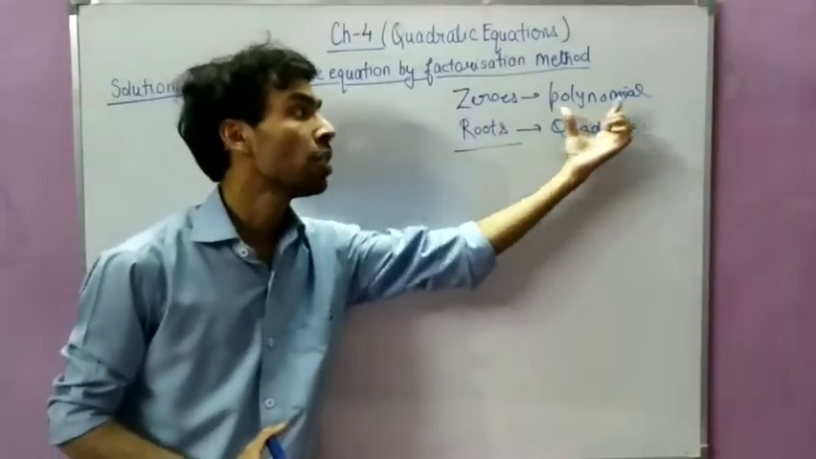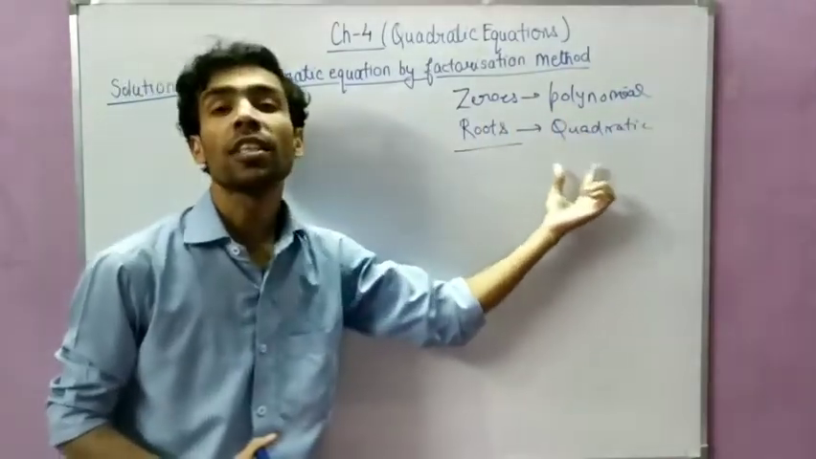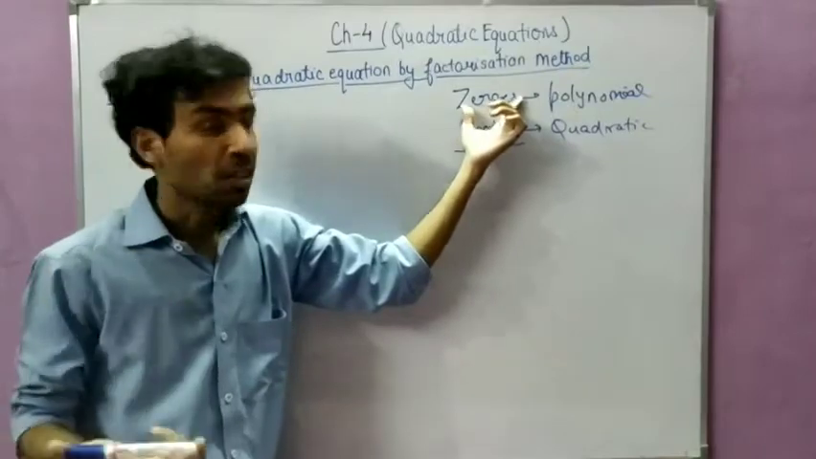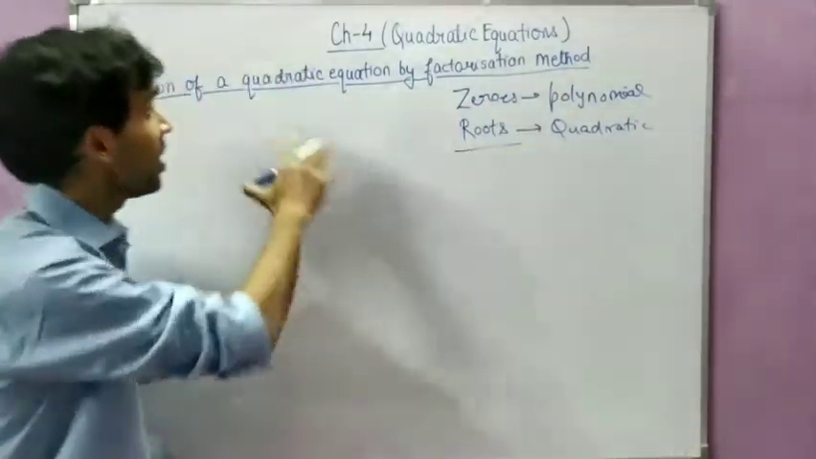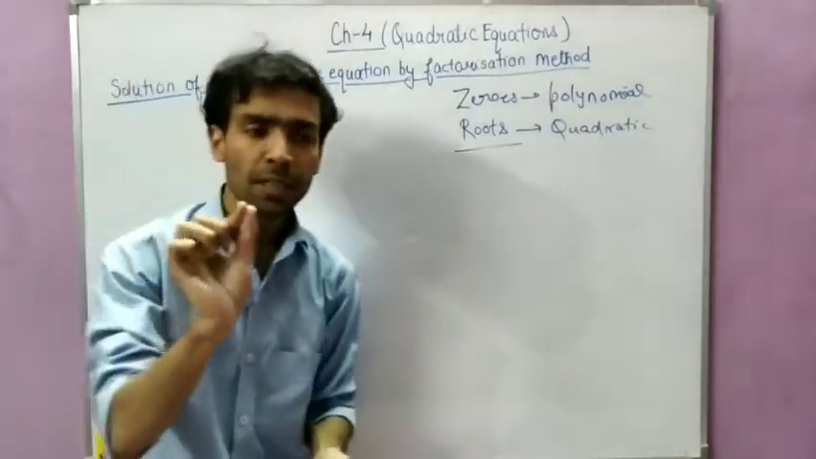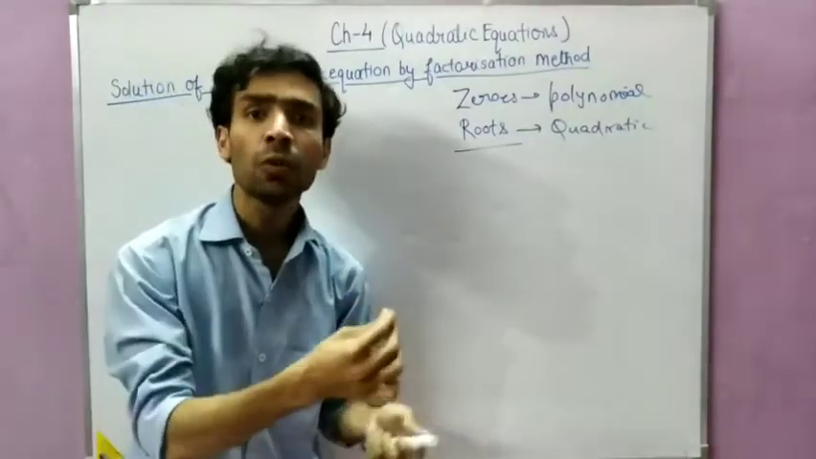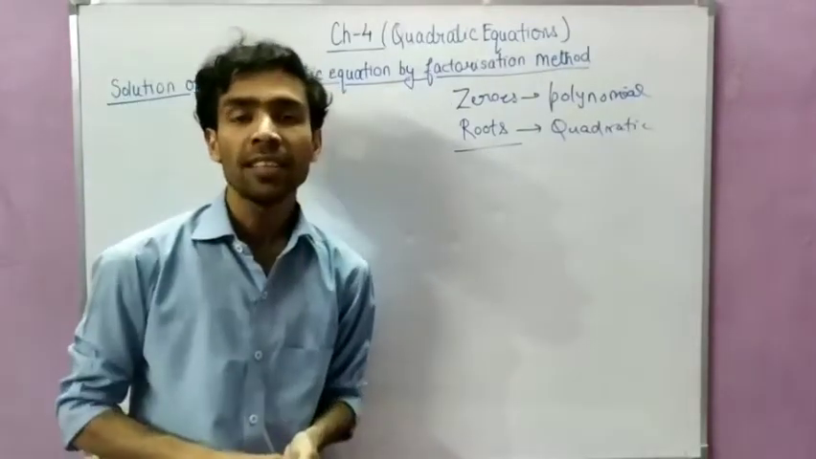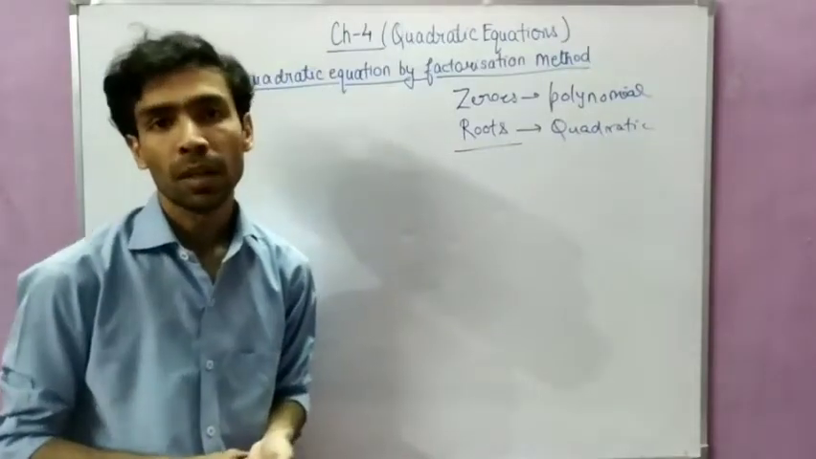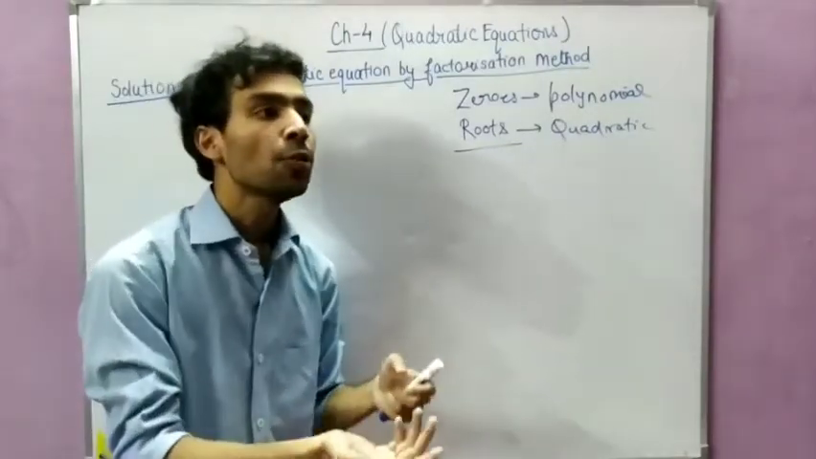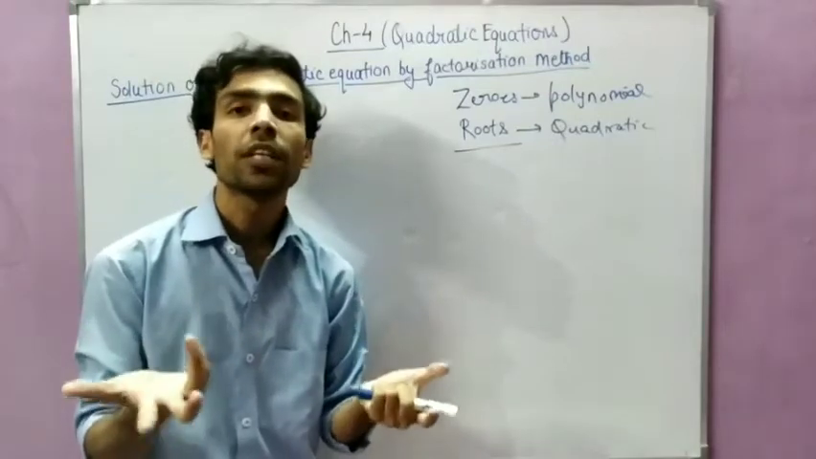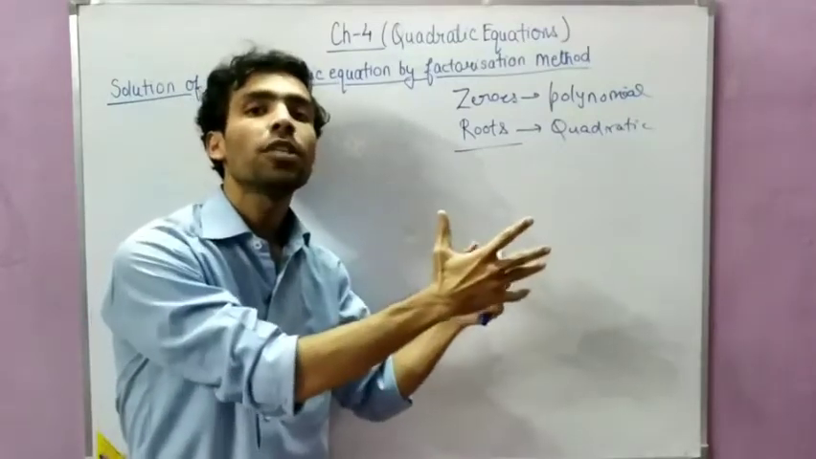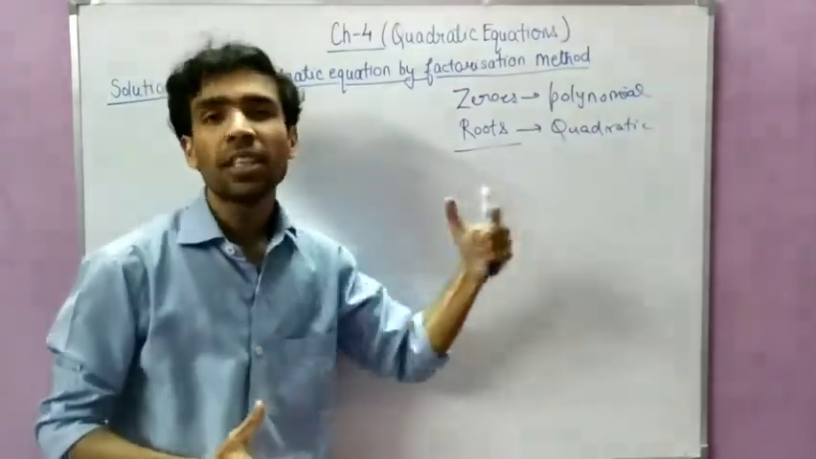Zeros are used in the polynomial and the word roots is used in a quadratic equation. So in this chapter, in place of zeros, what will we use? We will use roots. Because we are studying quadratic equation, suppose a simple question comes in the exam, how many roots can a quadratic equation have? Because the degree of the quadratic equation is 2, hence it should have 2 roots. Again, one more question, if someone asks how many roots a cubic equation can have, the answer will be 3. So whatever concept we have used for the polynomial chapter, the same we will use for quadratic equation also.